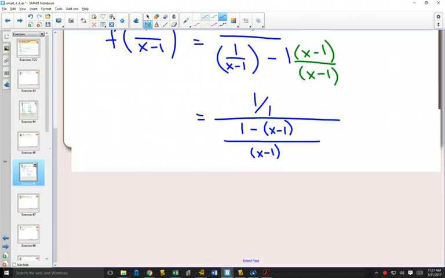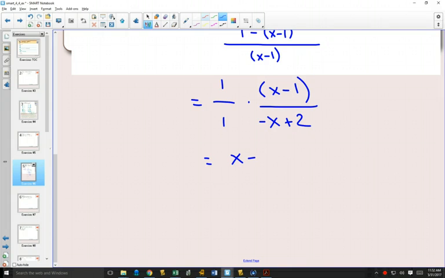Can you see on the top you do have a fraction? It's 1 over 1. And now we have a fraction over a fraction, so we can multiply by the reciprocal. Well, that would be 1 over 1 times x minus 1 on the top, and if I distribute that negative on the bottom, I'm going to get negative x plus 2. So this simplifies completely to x minus 1 over negative x plus 2. So there's our explicit equation.